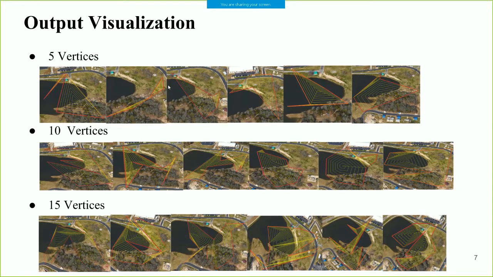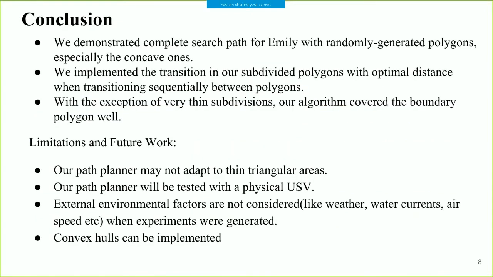We demonstrated a complete search path for randomly generated polygons, especially the concave ones. We also implemented a transition between two sequential polygons. With the exception of very thin subdivisions, our algorithm performs very well.